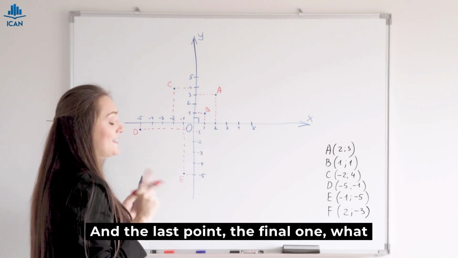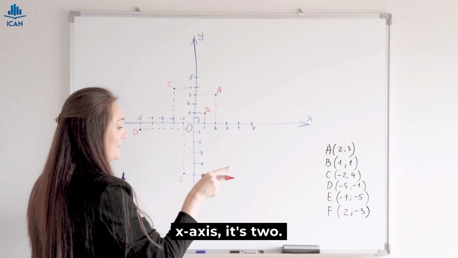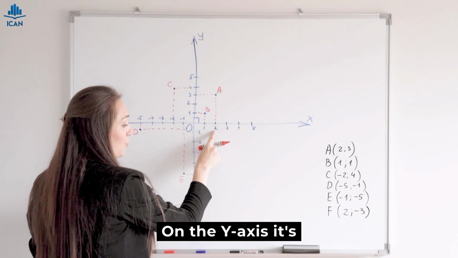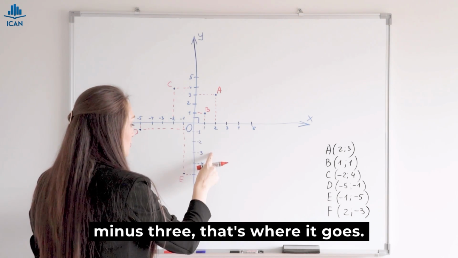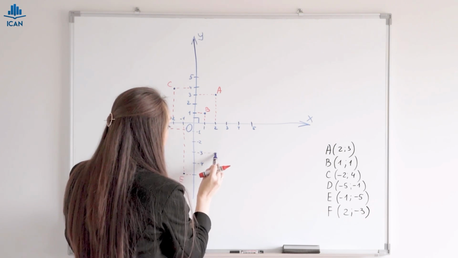We've drawn it. And the last point, the final one, what point is it? 2, 3. On the x-axis, it's 2. On the y-axis, it's minus 3. That's where it goes. It turns out like this, right? This is point F.